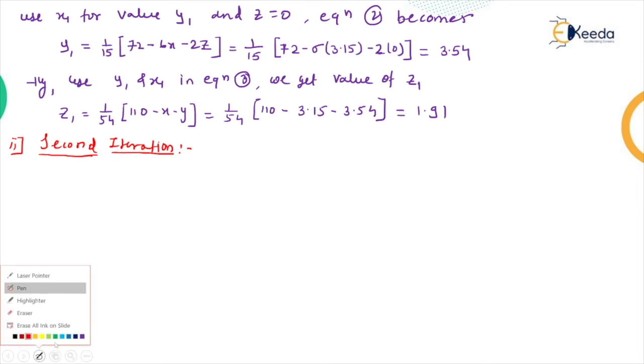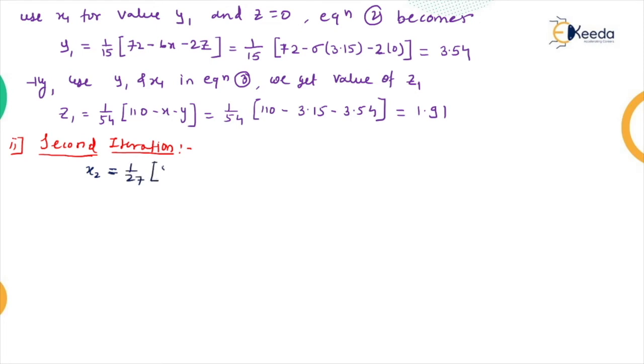So let's see, now we take the second iteration for x as x2. The value of x2 is 1 upon 27 in a bracket, that is 85 minus 6 into y, recently calculated as 3.54, plus the value of z, which is recently 1.91. After calculating we get x2 as 2.43, guys, 2.43.